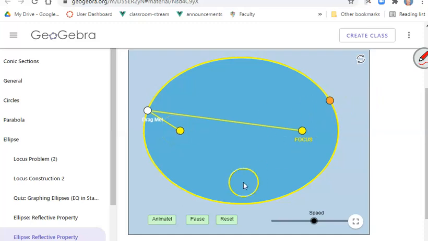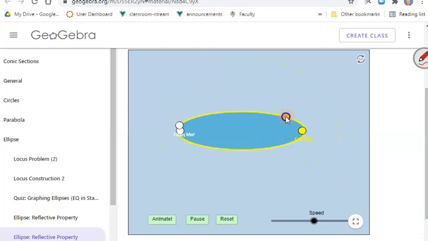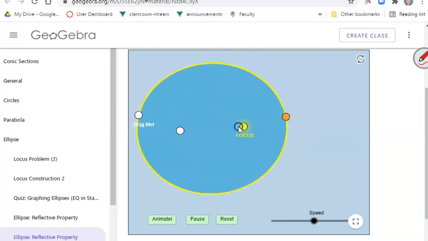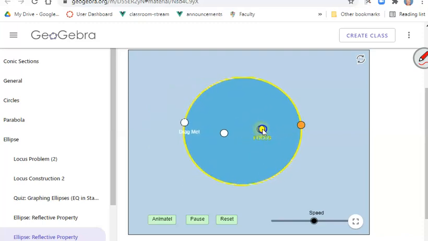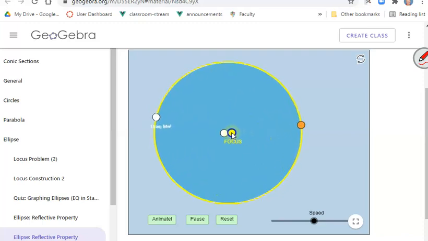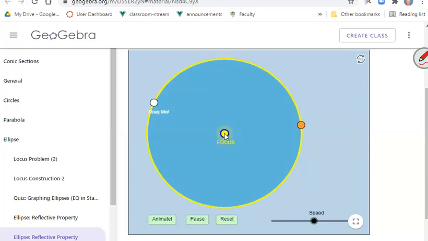Now, the other thing I want to show you is the relationship between the shape of the ellipse and the foci. I'm going to make this a little smaller so it's easier to see. If I move the foci closer and closer together, notice how the ellipse looks more round. And if the two foci are actually on top of each other, it's exactly a circle.